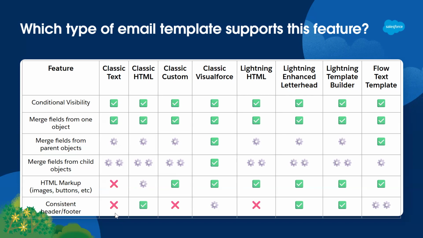Some of these others, classic text is not going to do anything like that. If you have just custom HTML in your classic custom template, there's no way to reference anything else. There's no way to reference a component or anything, as far as I can tell. In Visual Force, there's a lot of boilerplate functionality as far as referencing Visual Force components. In my first iteration of this, I just had a Visual Force component that was the header, and that way I could centrally manage that header markup in any email templates.